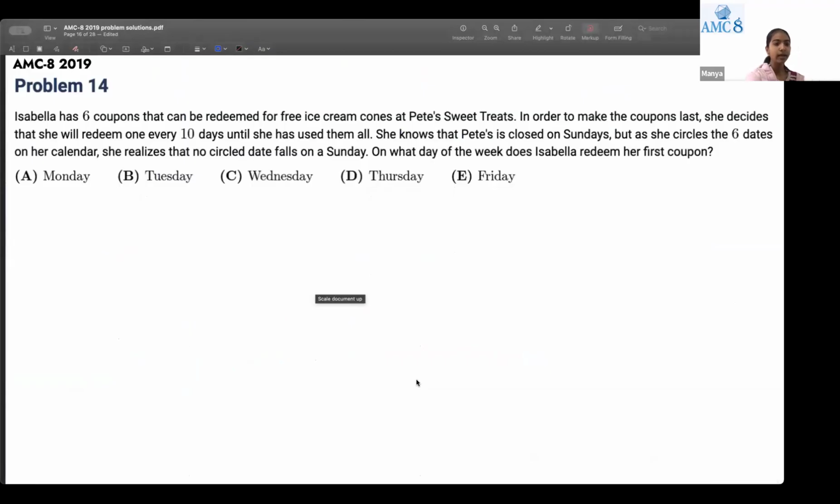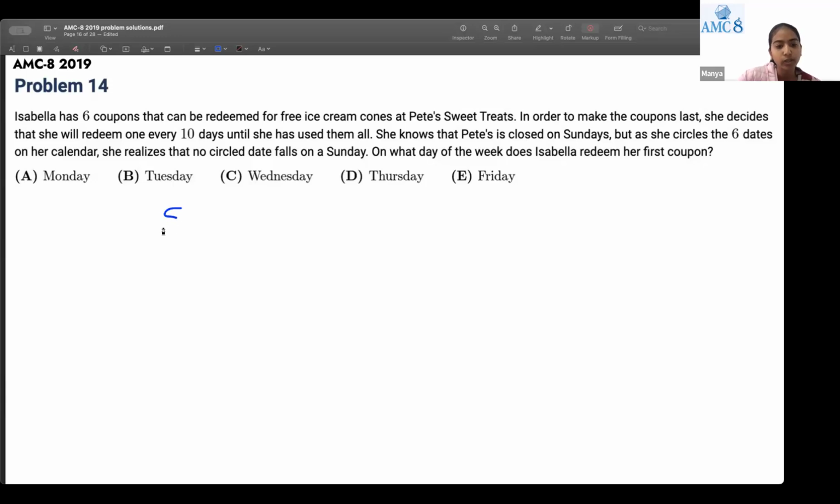Problem number 14. Isabella has 6 coupons that can be redeemed for free ice cream cones at Pete's Sweet Treats. In order to make the coupons last, she decides that she will redeem one every 10 days until she has used them all. She knows that Pete's is closed on Sundays, but as she circles the 6 dates on her calendar, she realizes that no circled date falls on a Sunday. On what day of the week does Isabella redeem her first coupon?